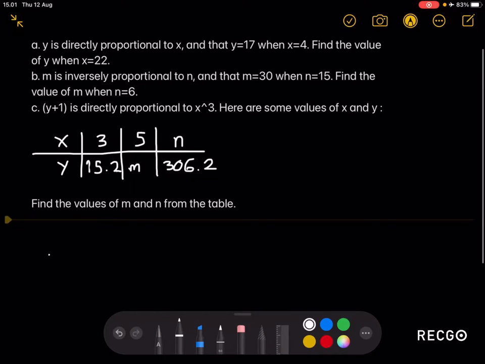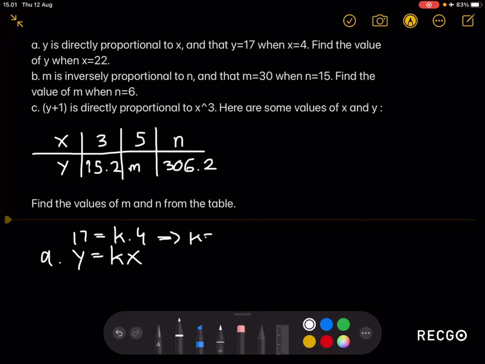By the definition of direct proportion, we know that y must be equal to a constant k times x. Then substituting y equals 17 and x equals 4 into this equation gives us that 17 must be equal to k times 4, or in other words, k is equal to the fraction 17 over 4. Therefore, our equation turns into y is equal to 17 over 4 times x.